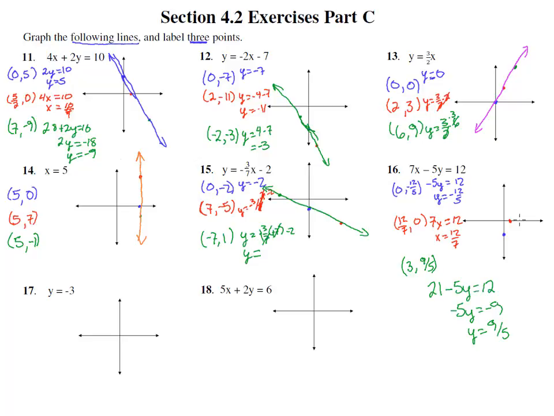So 9 fifths. So when we are out 3, we're up about 1.8. So we go out about 3 and up 1.8. And yeah, we're right on that line. Let's see what that guy looks like when we graph it. Let's see if we can come down right there. Pretty good. There we go.